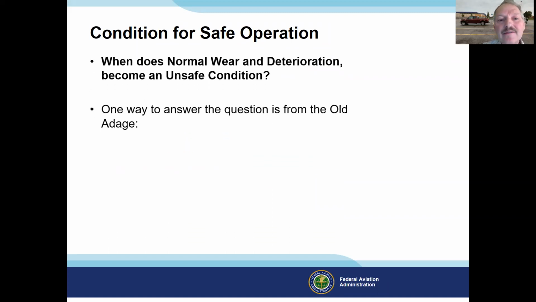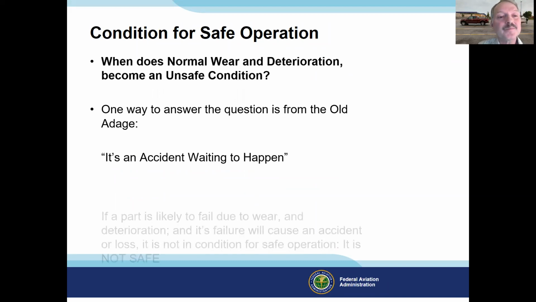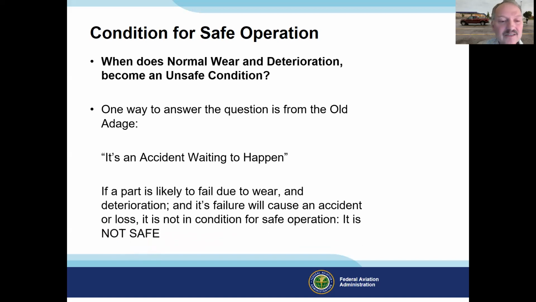And we continue to ask the question in this slide. One way to answer the question is from the old adage we've all heard: it's an accident waiting to happen. Sometimes you can just look at something and say, wow, this is just an accident waiting to happen. If that's the case, it's probably not in condition for safe operation. So if a part is likely to fail due to wear and/or deterioration, and its failure will cause an accident or loss, and that's the definition of safety, it is not in condition for safe operation. It is not safe.